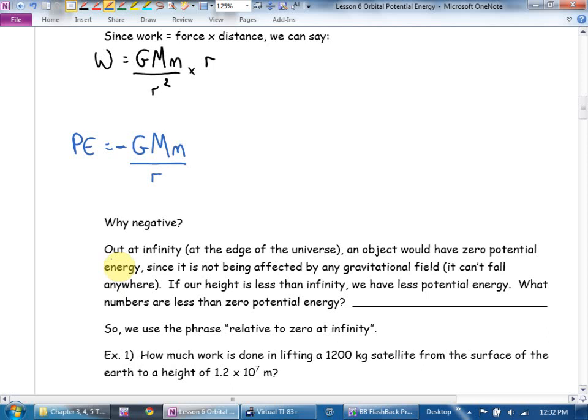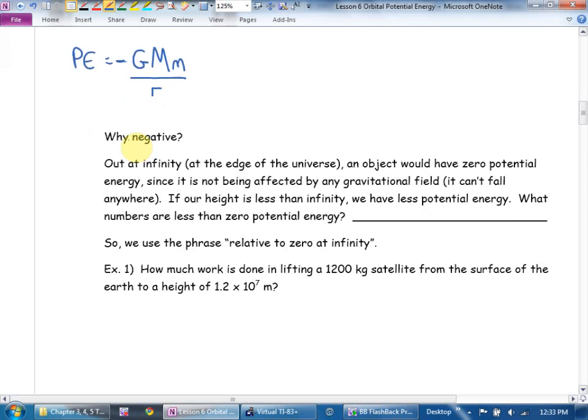Oh, it's a terrible example. Who's my calculus students? It's negative because if you take the derivative of this with respect to r, you need to get the gravitational equation. And you need a negative to cancel. Take the derivative of that with respect to r, and you'll get F equals big G, big M, little m over r squared.